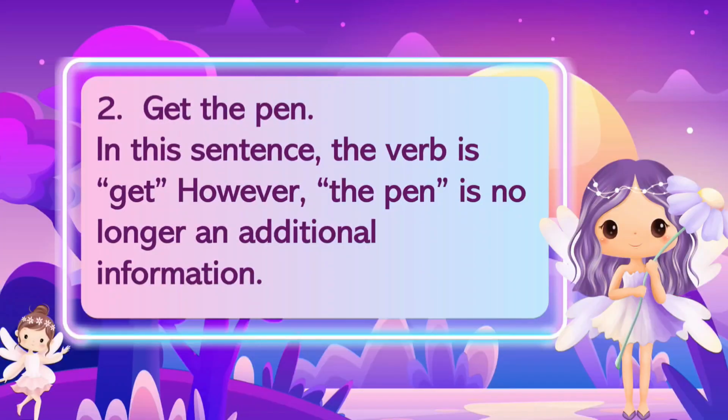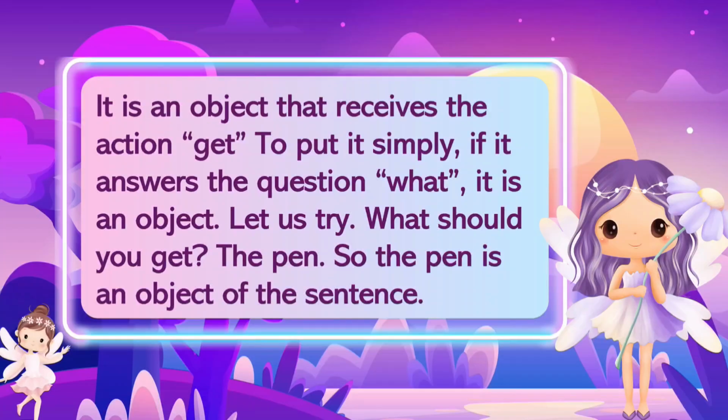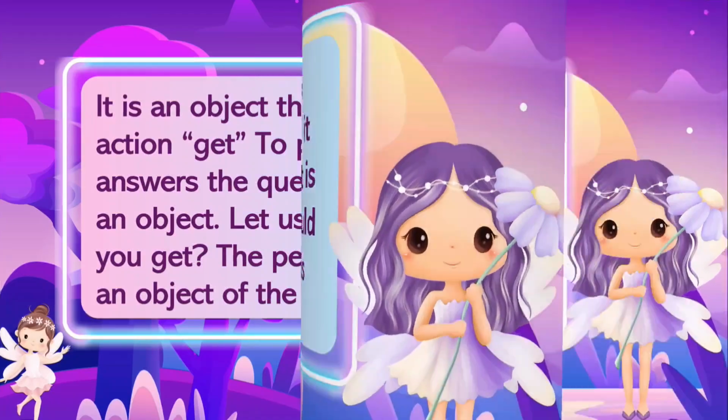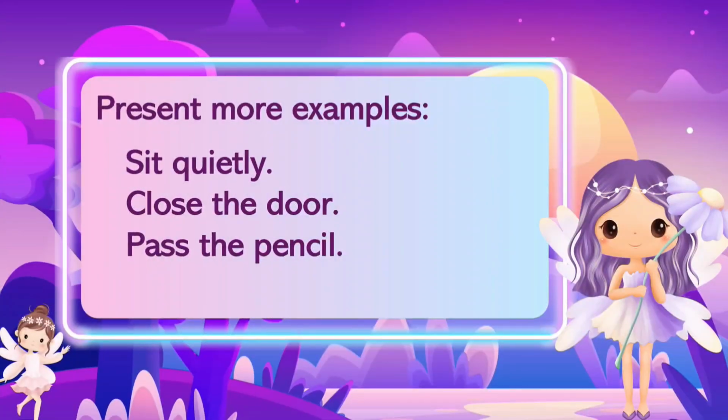Number 2, get the pen. In this sentence, the verb is get. However, the pen is no longer additional information. It is an object that received the action get. To put it simply, if it answers the question what, it is an object. Let us try. What should you get? The pen. So the pen is an object of the sentence. Some examples are sit quietly, close the door, and pass the pencil.